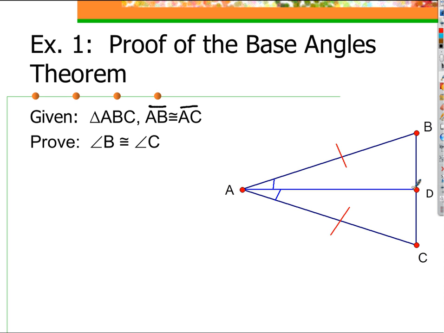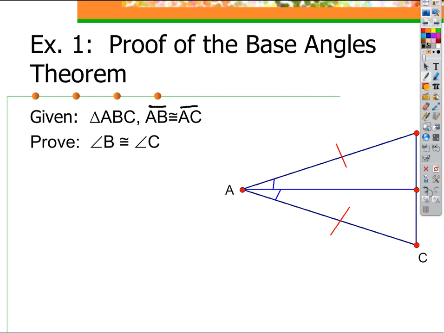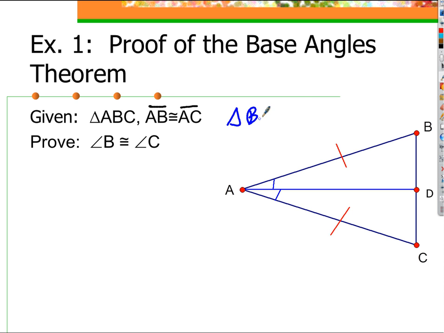Remember that one? If we can show that two triangles are congruent, like in this case, if we could show that triangle BAD is congruent to triangle CAD, then we know that angle C and angle B correspond, right? Does that make sense? Those angles go together. So by CPCTC, corresponding parts of congruent triangles are congruent. CPCTC.